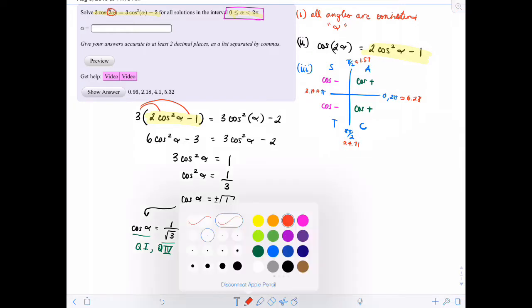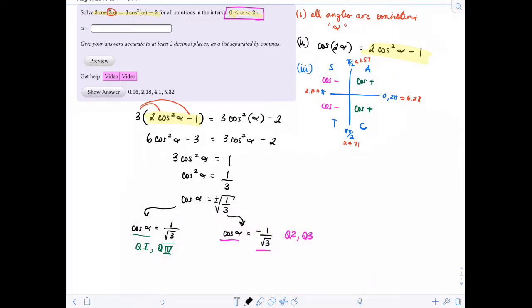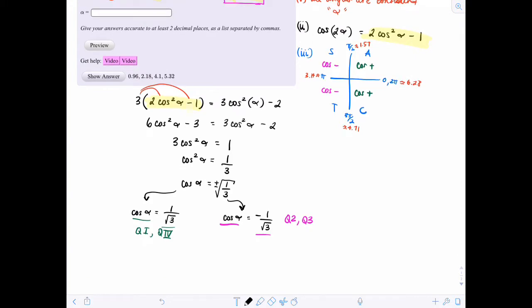So I want to rewrite this using arc cosine, right? So if I just scroll up a little, inverse cosine of 1 over square root of 3 is equal to alpha, and inverse cosine of negative 1 over square root of 3 is equal to alpha. And again, remember that we're looking for particular quadrants in each one.